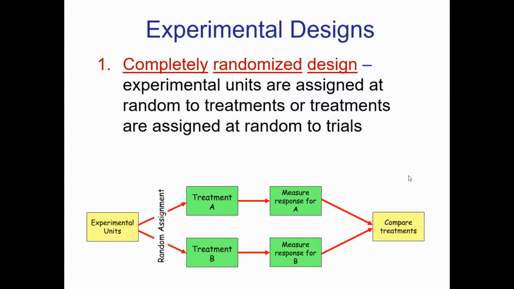So on our herbal supplement example, the experimental units were the people. One took the supplement, one took a placebo. They took measurements for each, and then they compared. So that's the process for completely randomized design.